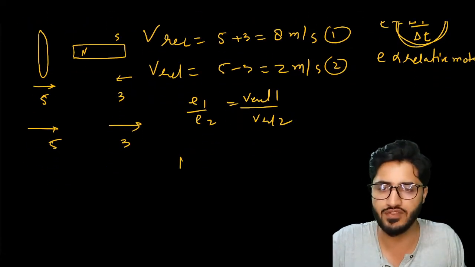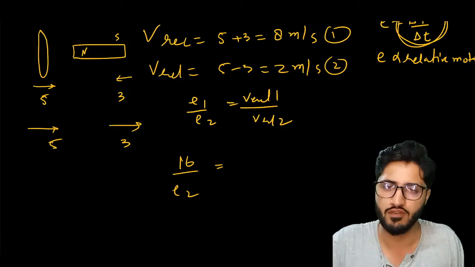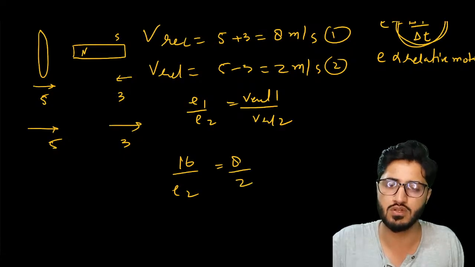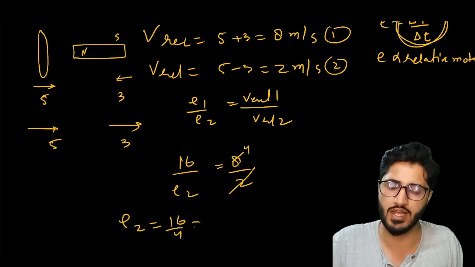So E1 is given as 16, E2 we don't know. It is 8 by 2. Look, 2 4s are 8. So E2 came out to be 16 by 4. I guess it is 4 millivolt.